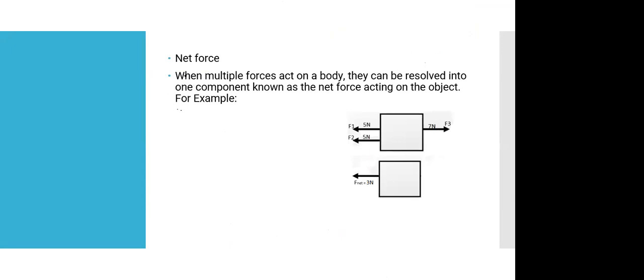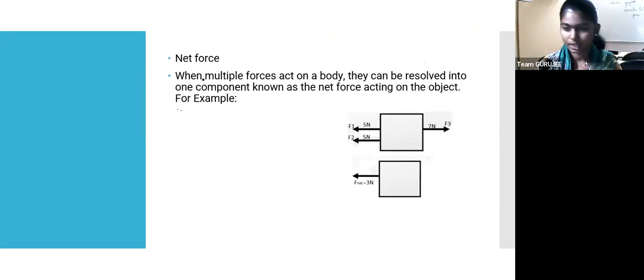We'll move on. So now something called net force. You need to just know about this. What is net force? When multiple forces act on a body, they can be resolved into one component, and that is known as a net force. Like here you can see multiple forces being acted: 5N, 5N, 7N. Finally this object arrives at a 3 Newton force. Can anyone say what has happened here? Why have they written it in this way?